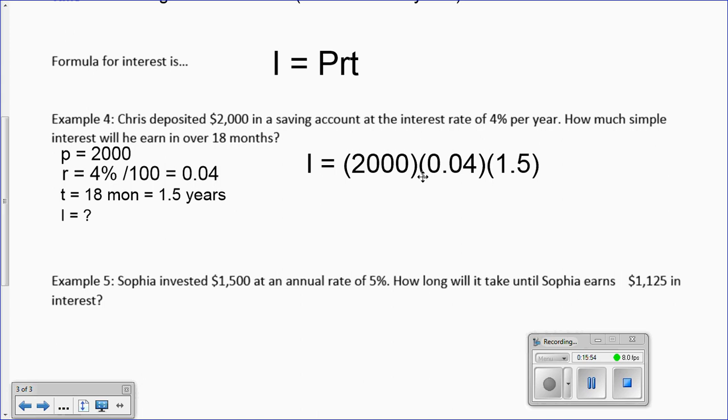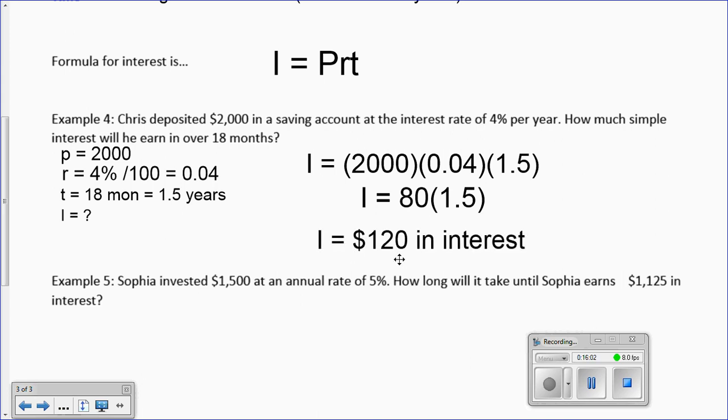So $2,000 times 0.04 comes out to be 80. 80 times 1.5 is 120. And because we're talking about interest, and interest is money, it's $120 in interest. So just by leaving his money in the savings account and not touching it for a year and a half, he earned $120. I think that's a very, very easy way to earn money.